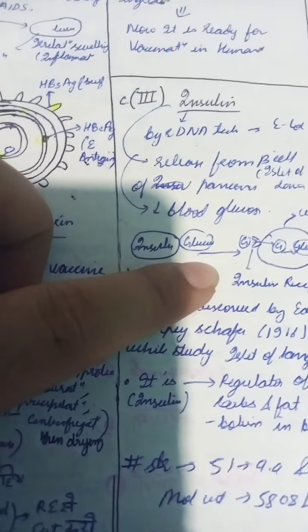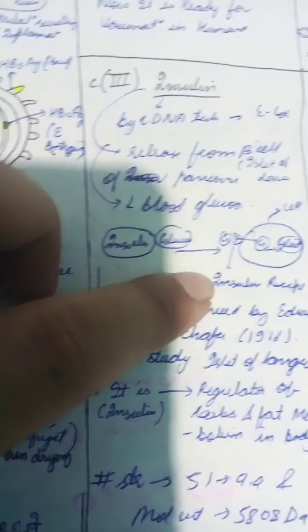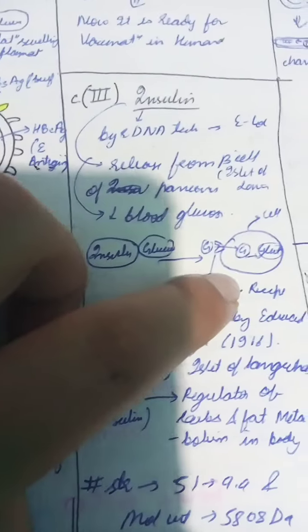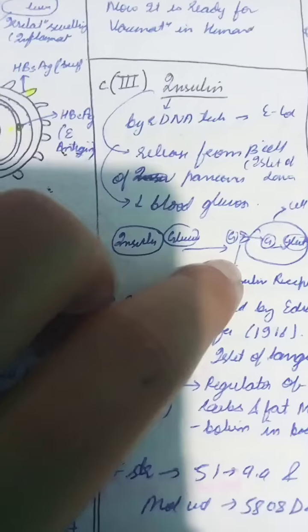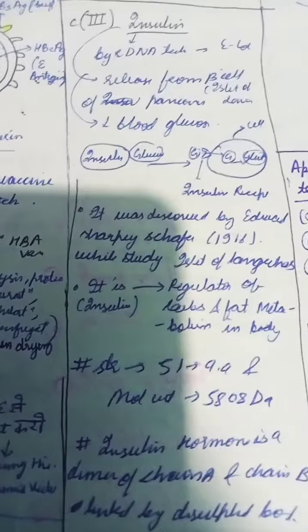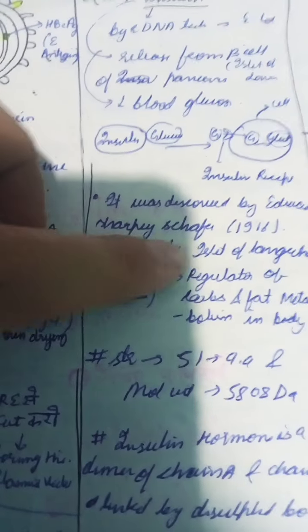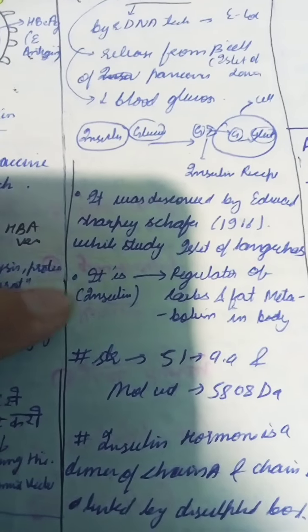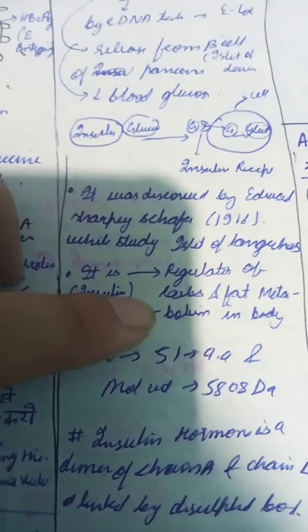Insulin basically carries the glucose from the blood and transfers it to the insulin receptor present on the cell, due to which GLUT4 is activated, and GLUT4 helps in the uptake of glucose from the blood to inside the cell, and further the glucose is used for metabolic activity. Basically it was discovered by Sharpey-Schafer in 1916, who studied the islet of Langerhans. It is insulin that regulates carbohydrate and fat metabolism.